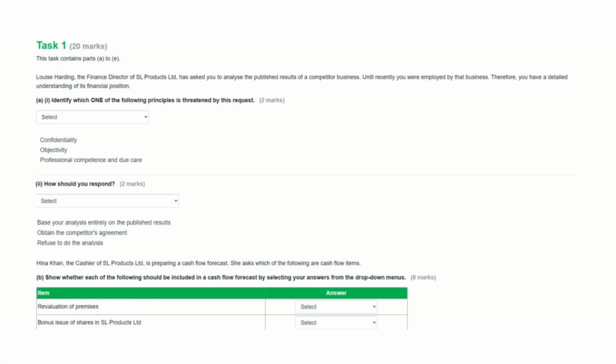In this recording, we're going to be looking at Task 1 from the Level 4 PDSY Practice Assessment 1. Now, Louise Harding has requested you to analyse the published results of a competitor, using your detailed understanding of their financial position gained whilst you were recently employed by them. As an accountant, you have a professional duty to keep information about former employees confidential. Therefore, this request directly threatens the principle of confidentiality.